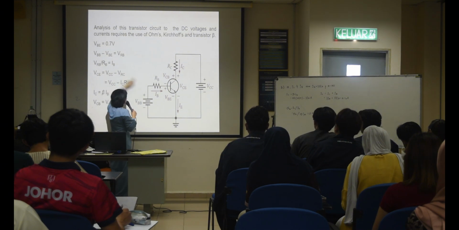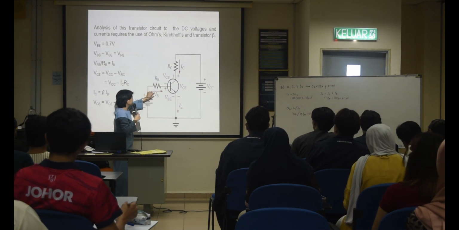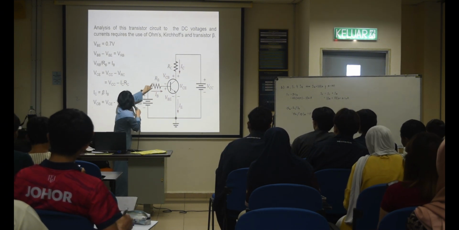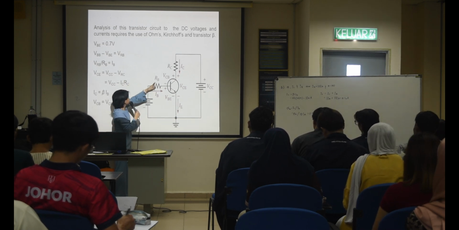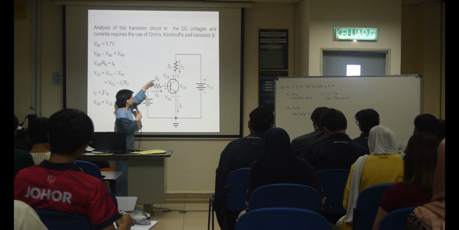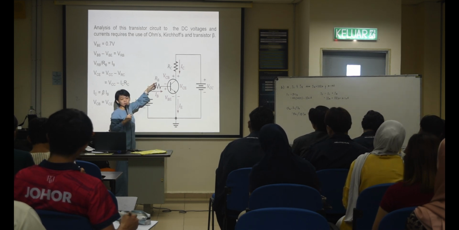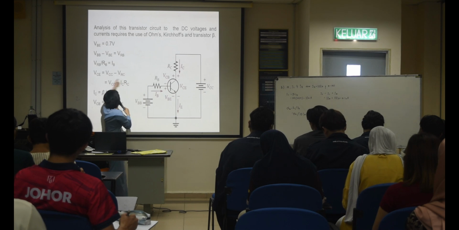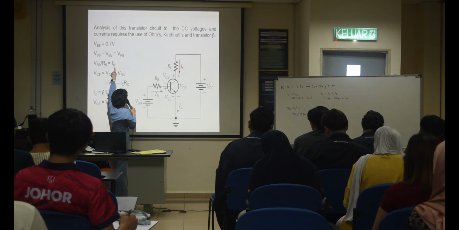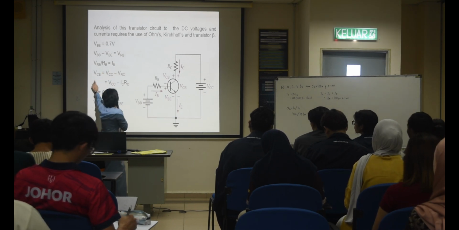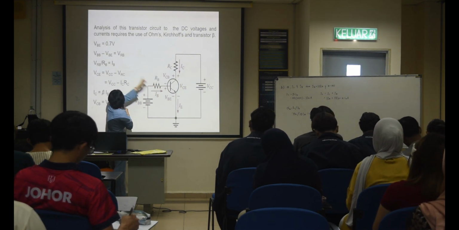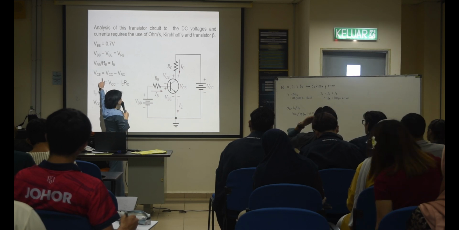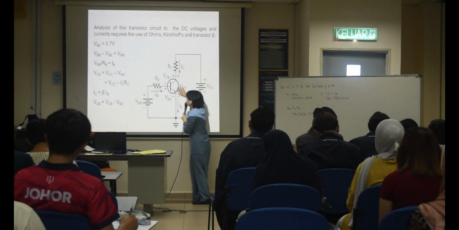Okay, the second one. When you have VRB already, you want to find the current here, IB, right? You just take the voltage of your resistor and divide by your resistance. Ohm's law, V equals IR. You take V divided by your R, you get IB. Okay, next one. This circuit center, this part. Now you go to another part. VCE is here.